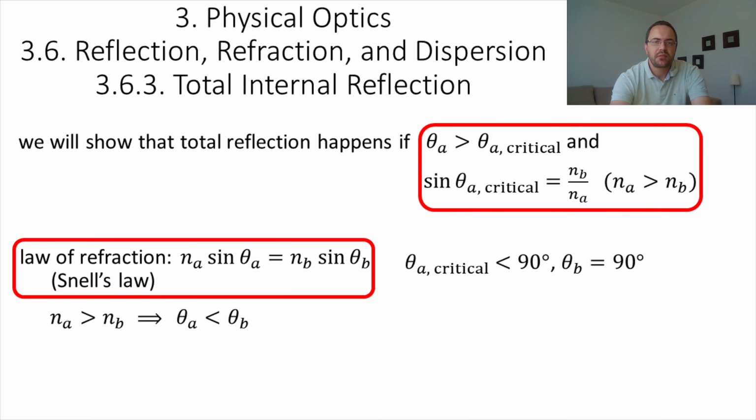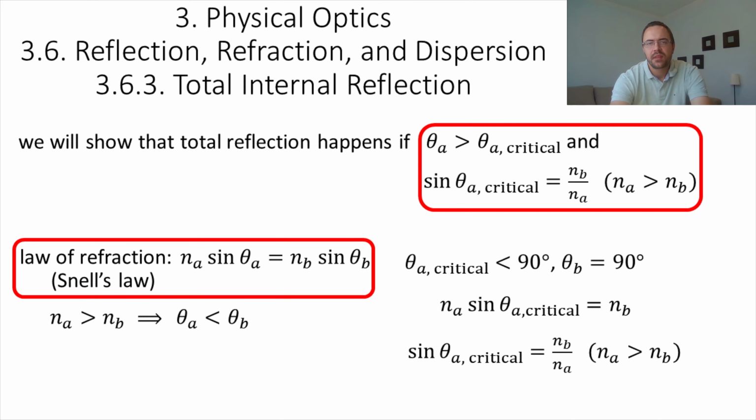Then if I write Snell's law for theta A critical, then sine theta B is equal to sine 90 degrees, so it is equal to 1. So we have NA sine theta critical is equal to NB. And so that gives us sine theta critical is equal to NB over NA. Right. That's all you need to know about total internal reflection.